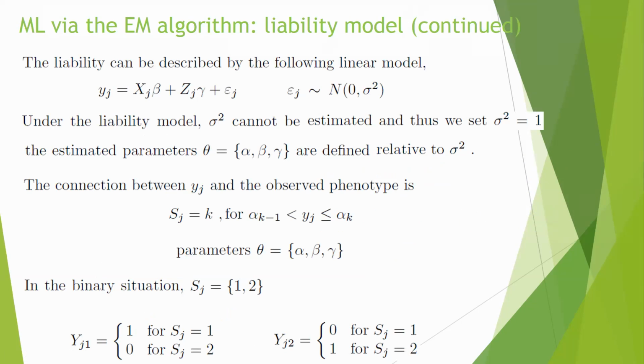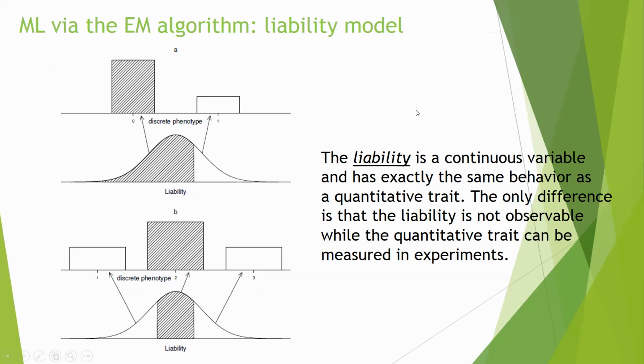The answer is, if you have a model, and in this model some missing variables are involved, and you still want to use a simple maximum likelihood estimation, then you can use the EM algorithm. So can anyone tell me in this situation, what is missing?